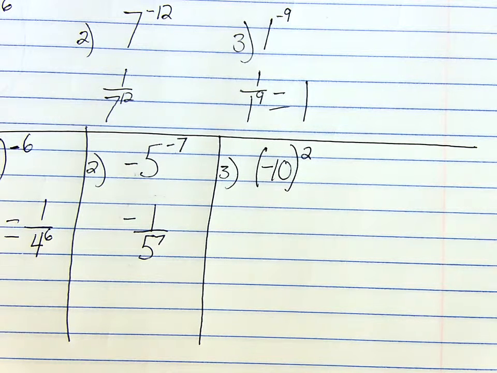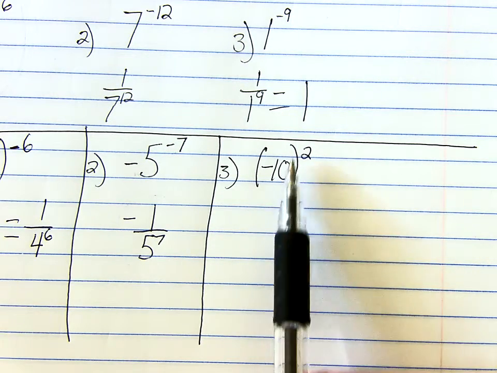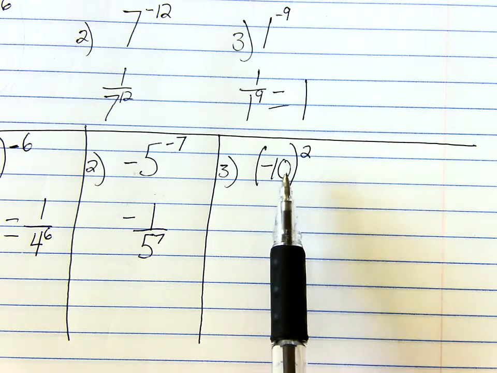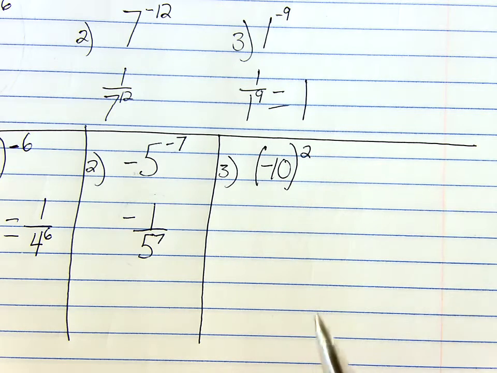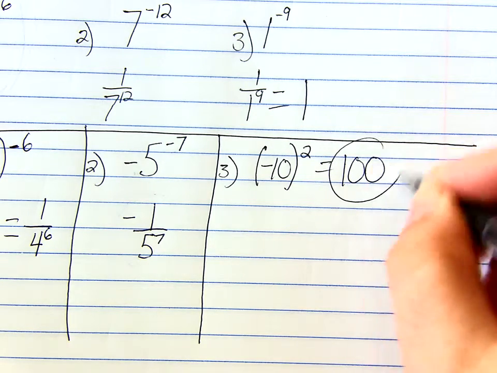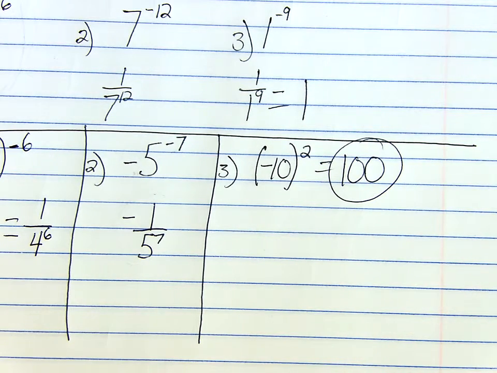What's this? Ooh. It's not 1 over anything? No, this one doesn't have a negative exponent. I tried to trick you, but you guys are pretty good. Negative 10 squared. It's written in parentheses, so this really means negative 10 times negative 10, which is positive 100. So if you answered positive 100, you are correct.